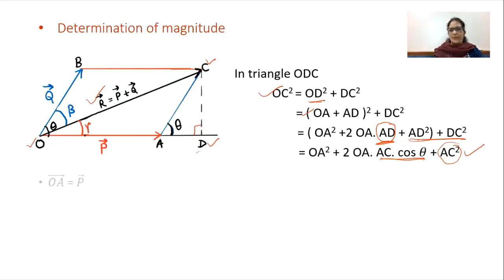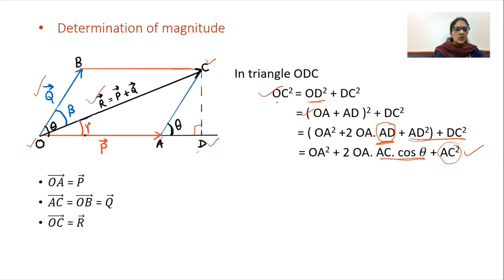Okay. So now see, instead of OA, OB, OC, we have given them names. We have labeled that. OA is P bar, then AC, which is shown by blue color, or OB, which is also blue color, they both are same and that is equal to Q bar. Here Q bar is shown, and OC is R bar. Right. Now let us substitute all these values here.